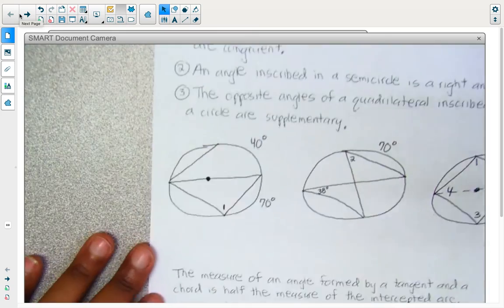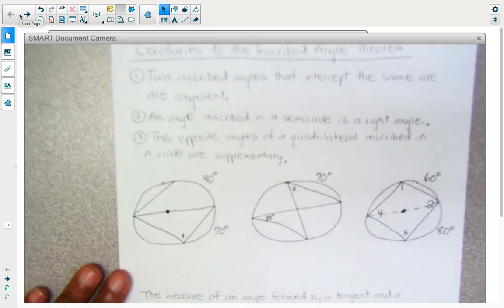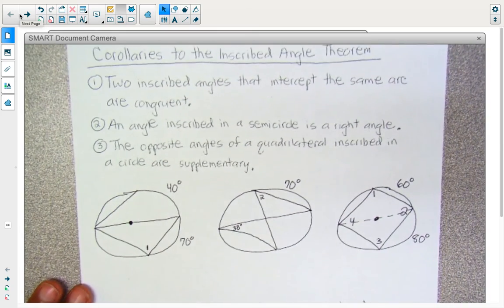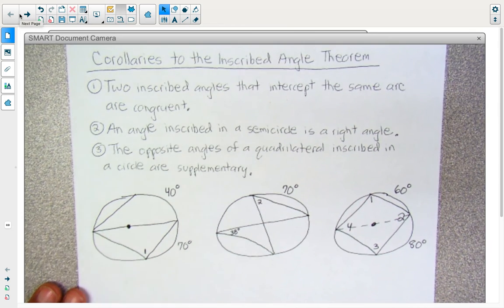Last thing I want to take a look at, we have some corollaries to an inscribed angle theorem. All that means is just like a follow-up. Like we have our theorem. So the theorem is what we just went over. It says such and such. So these are like some follow-ups based off of that theorem that we just discussed on the front page. So corollaries to the inscribed angle theorem.